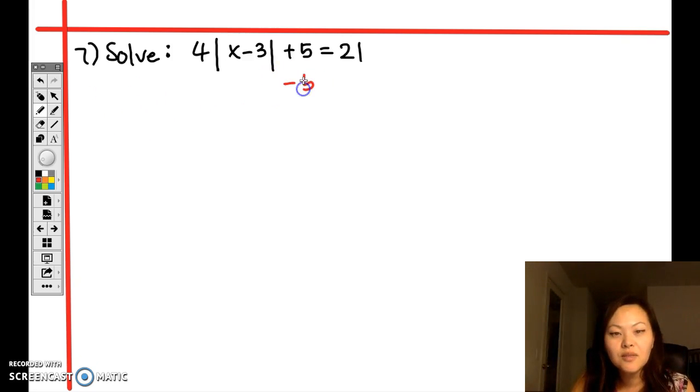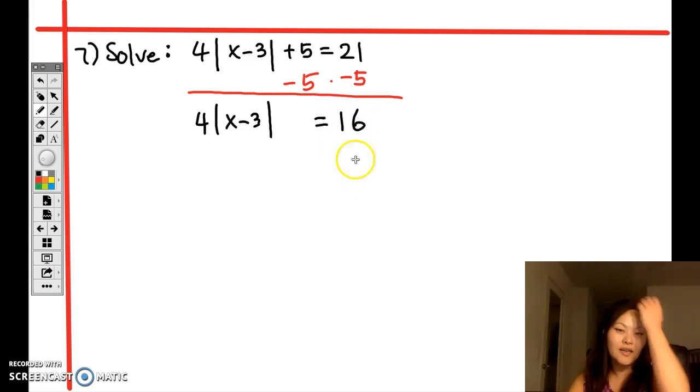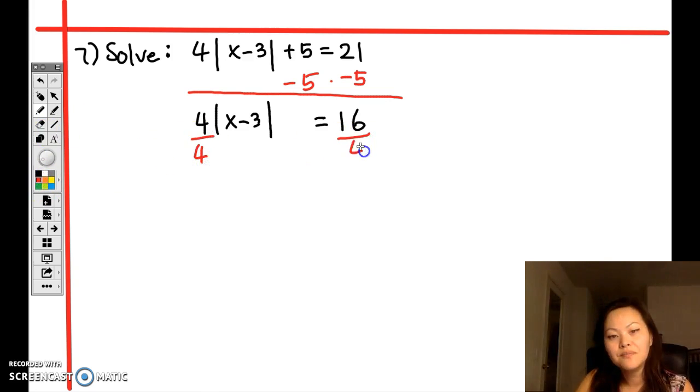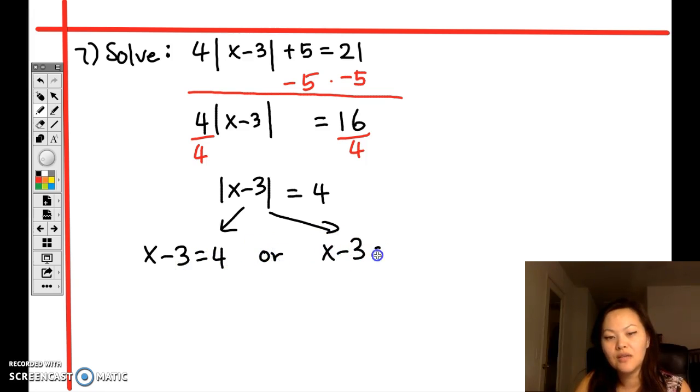So I'm going to go ahead and subtract 5 from both sides. And so what I'm left with is 4 times x minus 3, right? And then since we subtracted the 5, we have 21 minus 5, which is 16, right? Okay. Now what we're going to do next, we're going to divide both sides by 4, okay? So we have absolute value of x minus 3 equals 4. So now we have to separate this into two cases. x minus 3 equals 4 or x minus 3 equals negative 4.